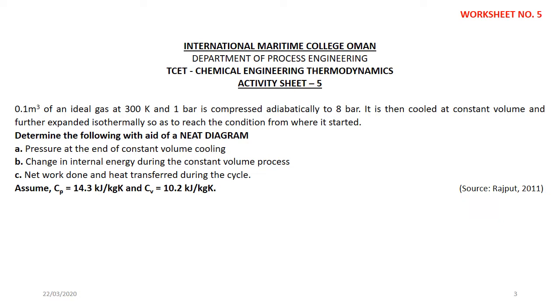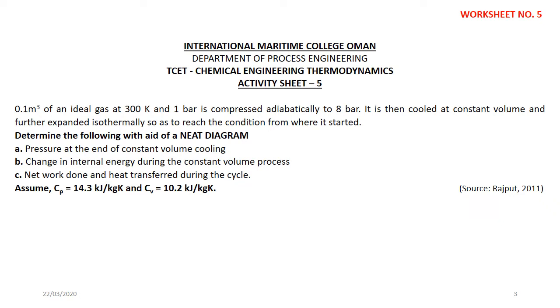What we have to determine here: we have to find the pressure at the end of the constant volume cooling, and the change in internal energy during the constant volume process. Then the net work done and heat transferred during the cycle. As I told you in previous classes, you can find either net work done or net heat transfer, and both will give the same answer. Better to find the net work done for the whole cycle, which is equivalent to the net heat transfer in the cycle, right?